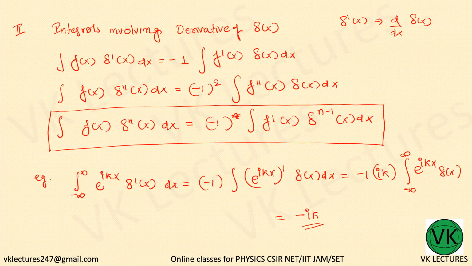Why is it like this? The integral can be written as e to the power ikx into delta of x minus c, where c is 0. Here, this is the function f and this is the Dirac delta function. The center goes to 0, x equal to 0, so that's why we have e to the power ik like this.